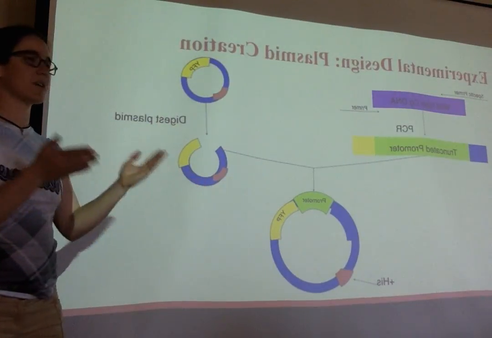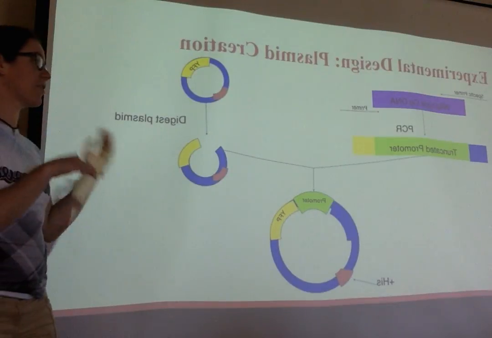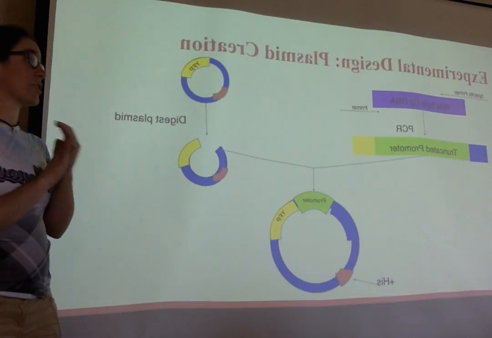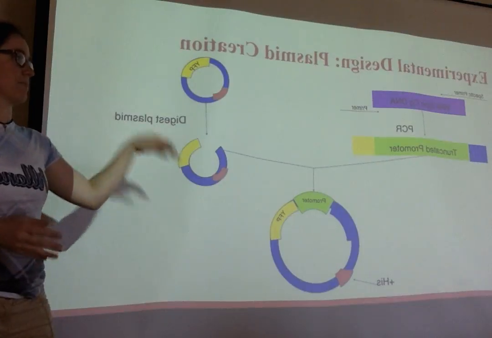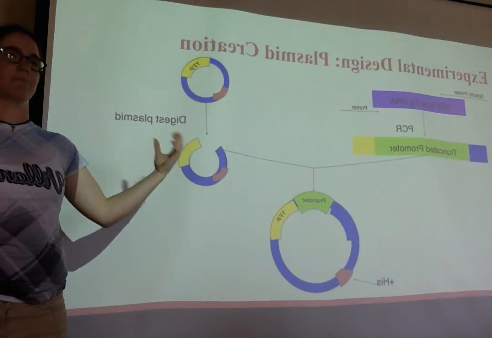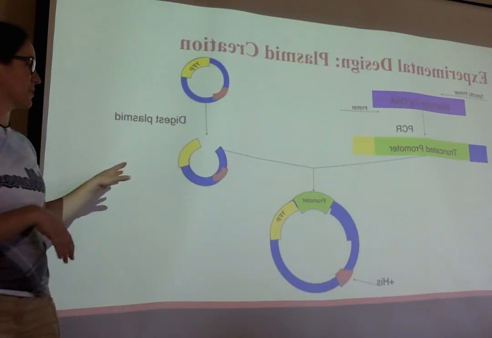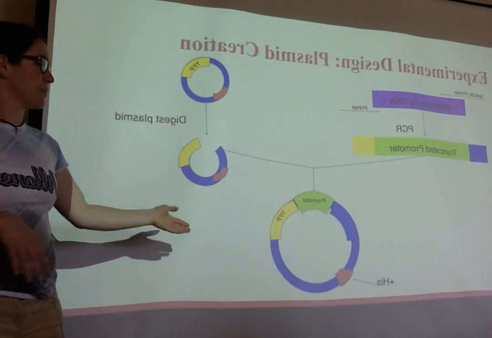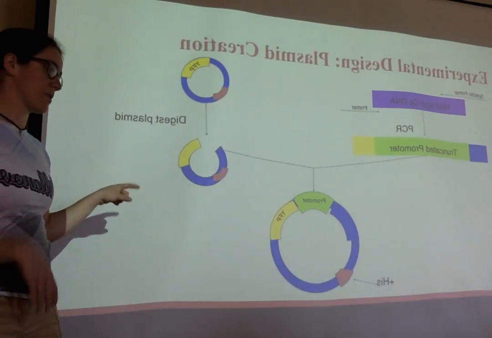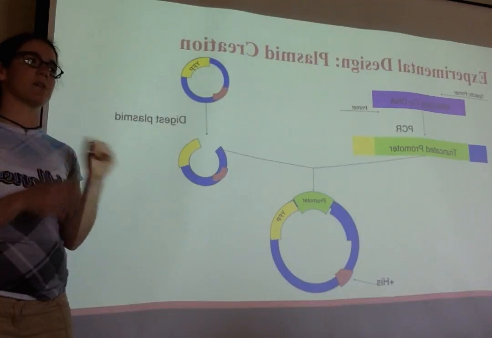Going into more detail, I've taken a specific primer in a location that will truncate the promoter to a certain length, and then I have another primer with similarity to YFP. I make this section of a truncated promoter, and then I put it into a digested plasmid that will then be put together as one in yeast with plus His so that you can keep the plasmid in the cells.